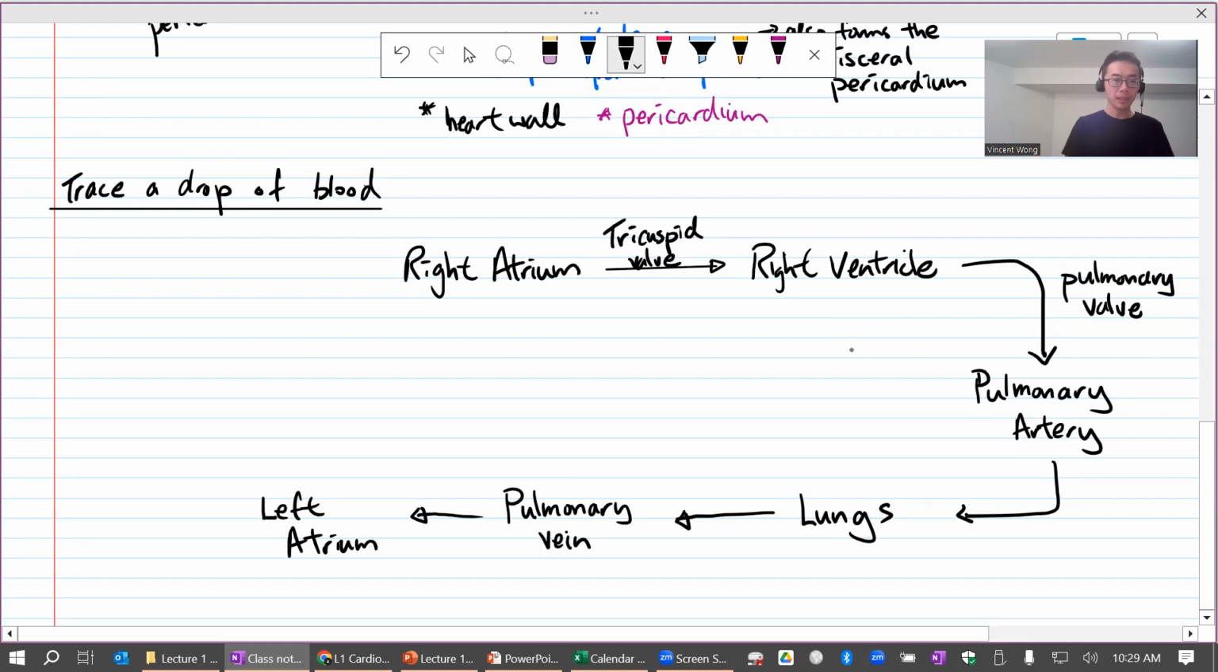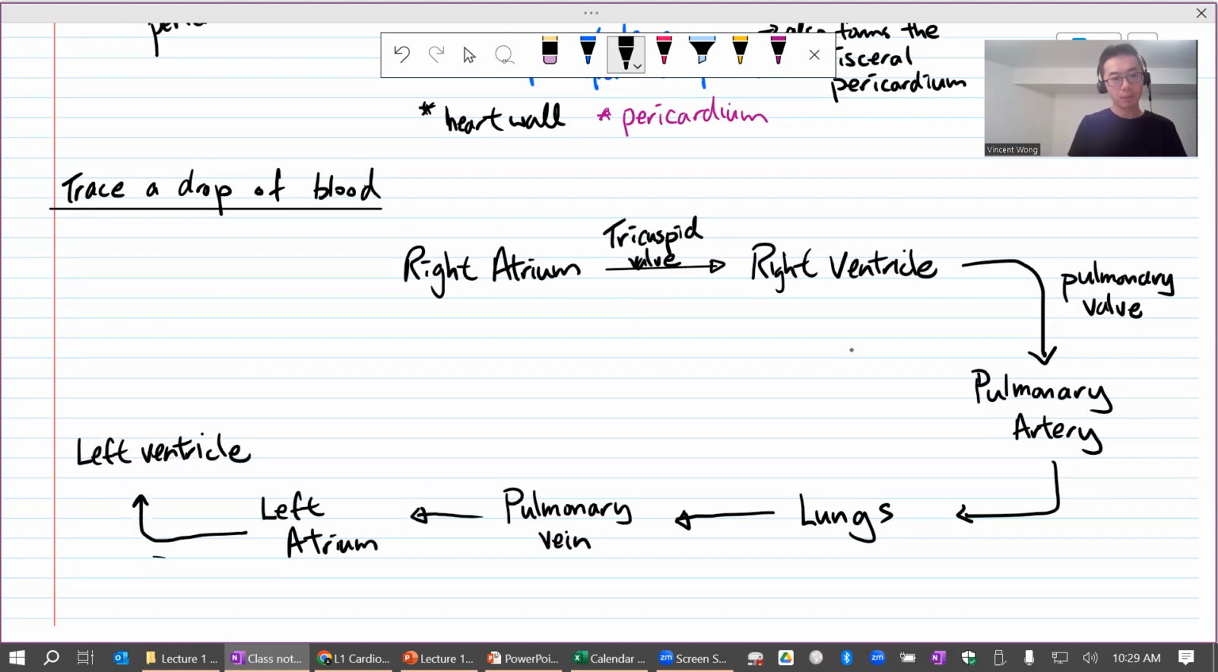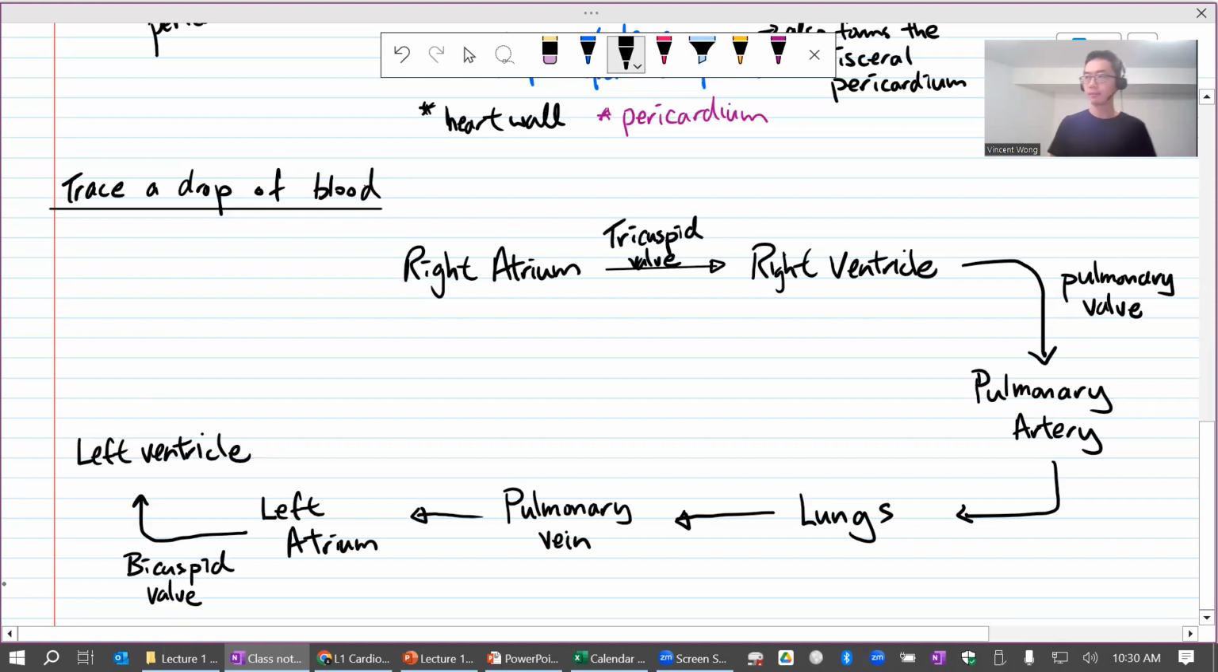From the left atrium, we are going to let the blood drop down to the left ventricle. And what kind of valve? What's the name of the valve that we have to go through? Bicuspid valve. That's right. Very good. Bicuspid. Two flaps, right? Like a bicycle has two wheels.